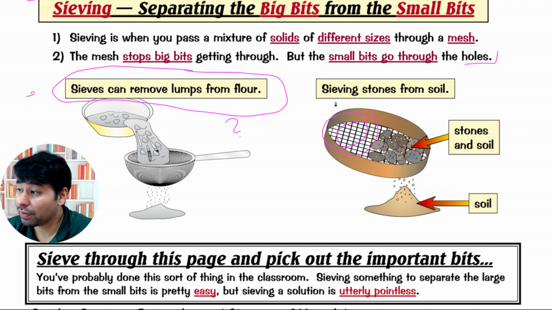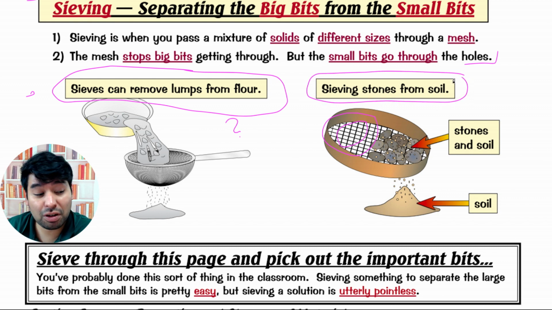Next one, sieving stones from soil. Sieving stones from soil. This is another very, very good word, okay?